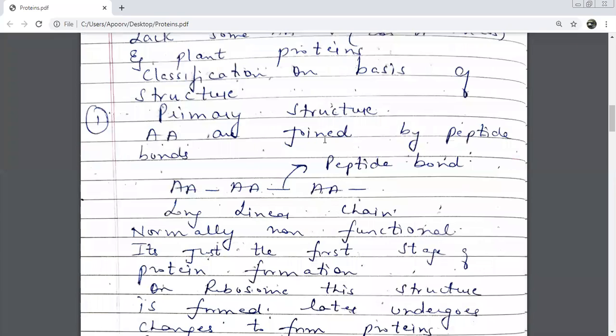Then we did classification on the basis of structure. This is the third classification. If it's a linear chain, then it is which structure? Primary structure. In the primary structure, the proteins are non-functional and there is only one bond present between the amino acids. What is that bond? Peptide bond. Generally the primary structure is inactive and non-functional, but there is one exception. What exception did I give you? Insulin. Very good.